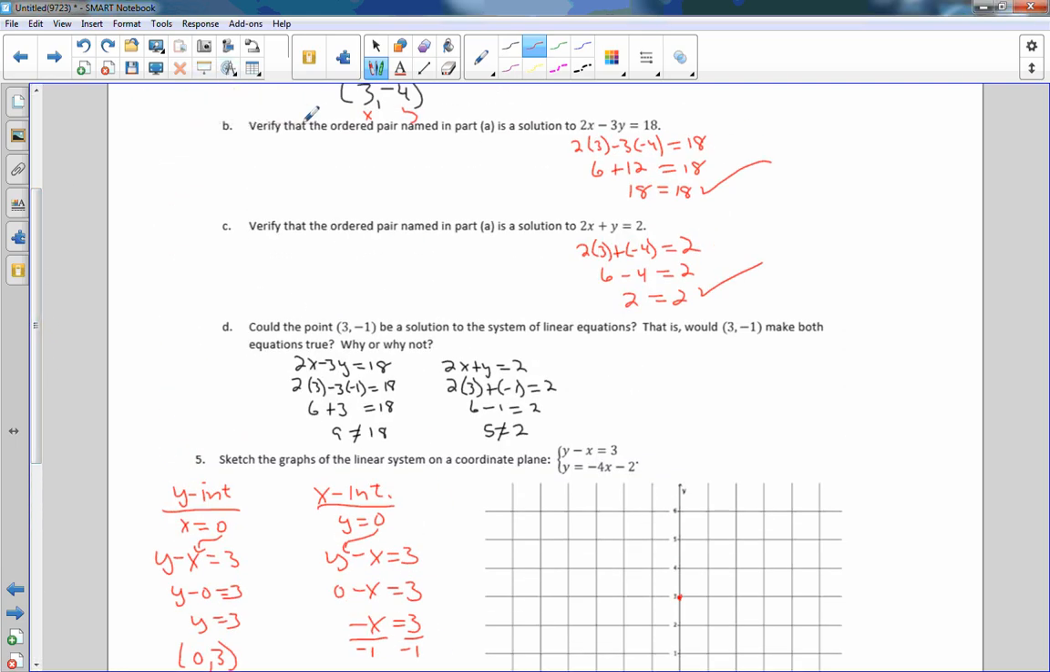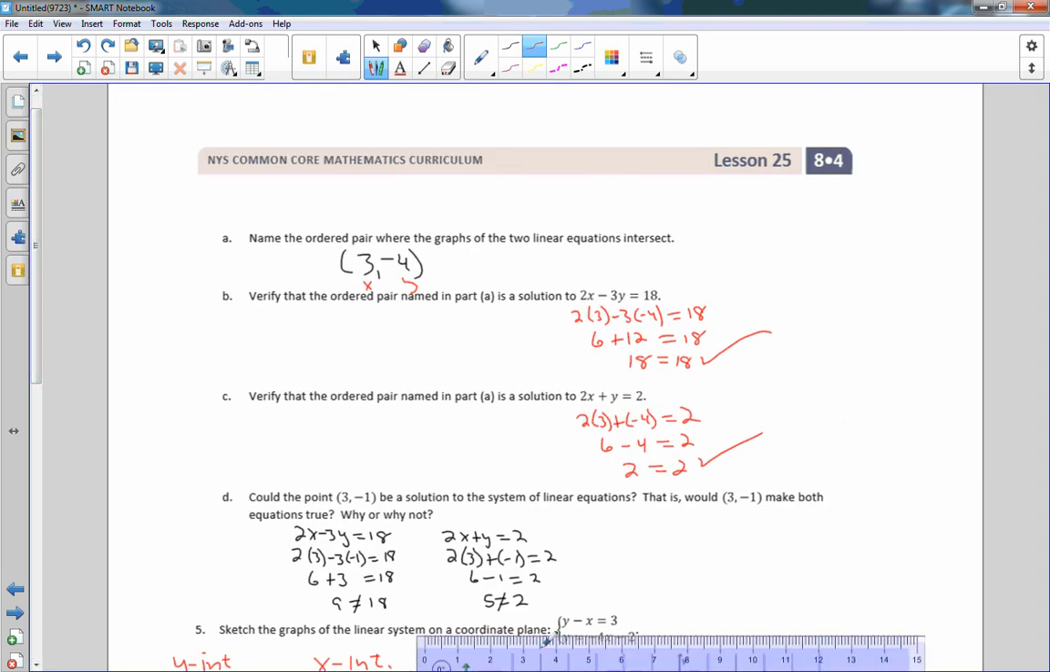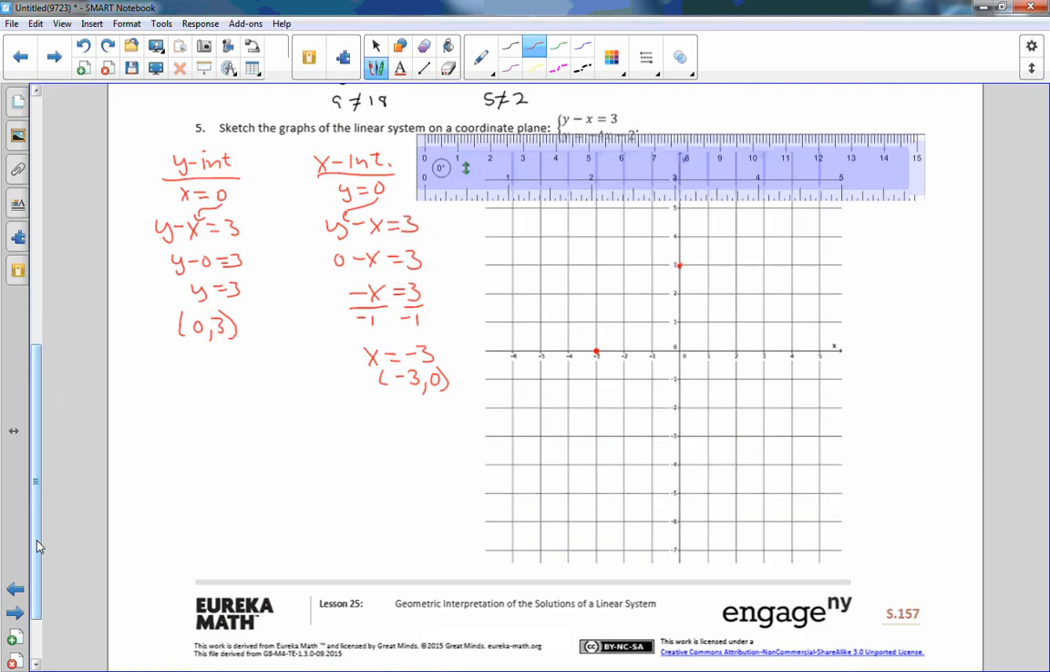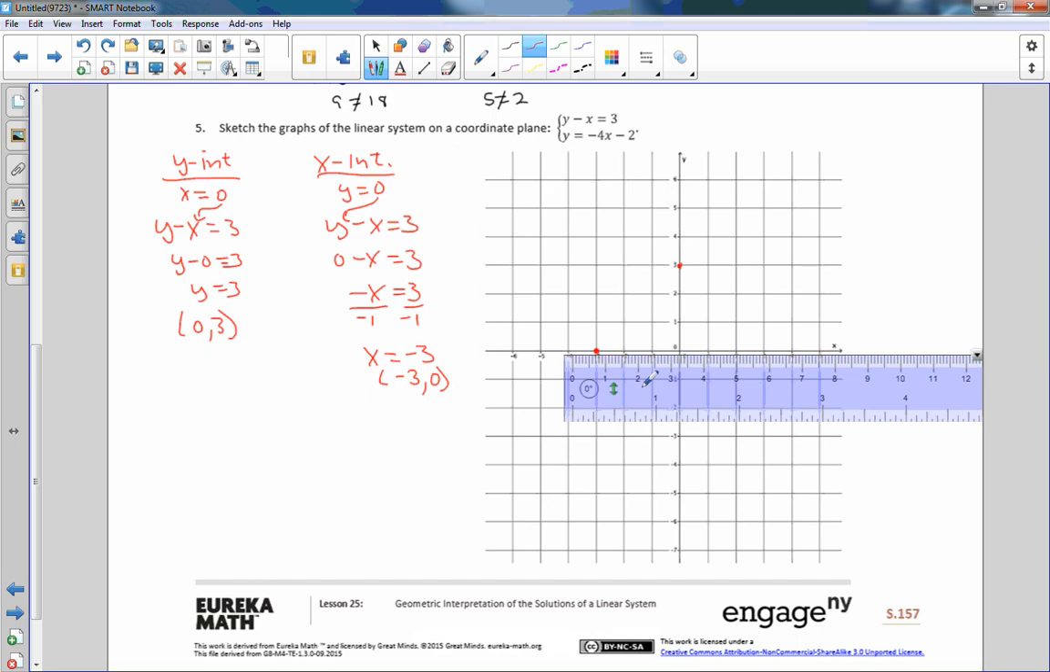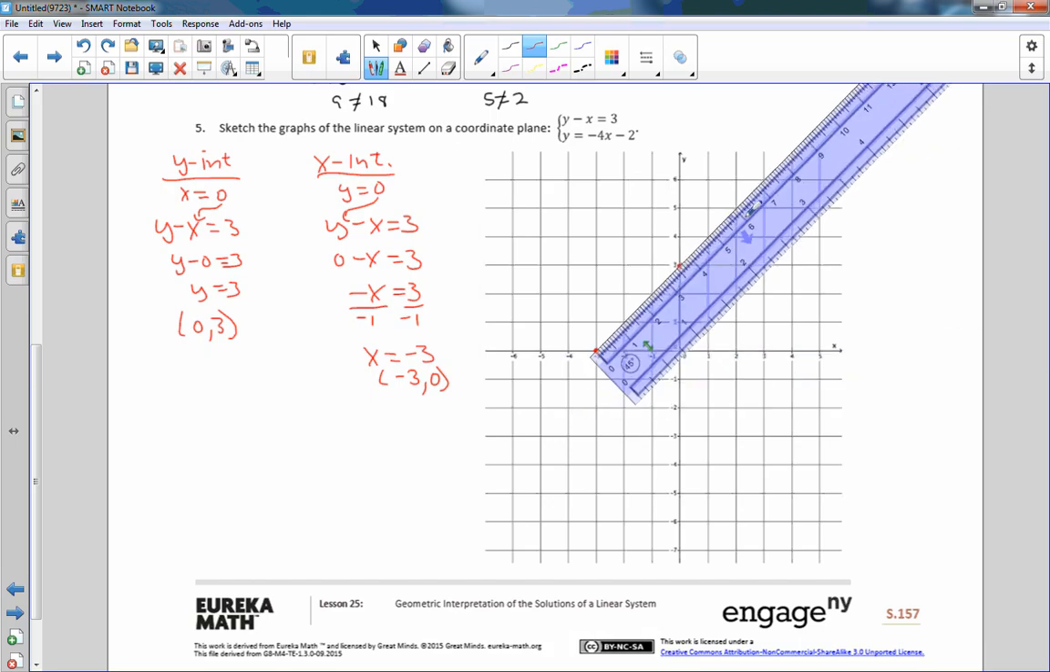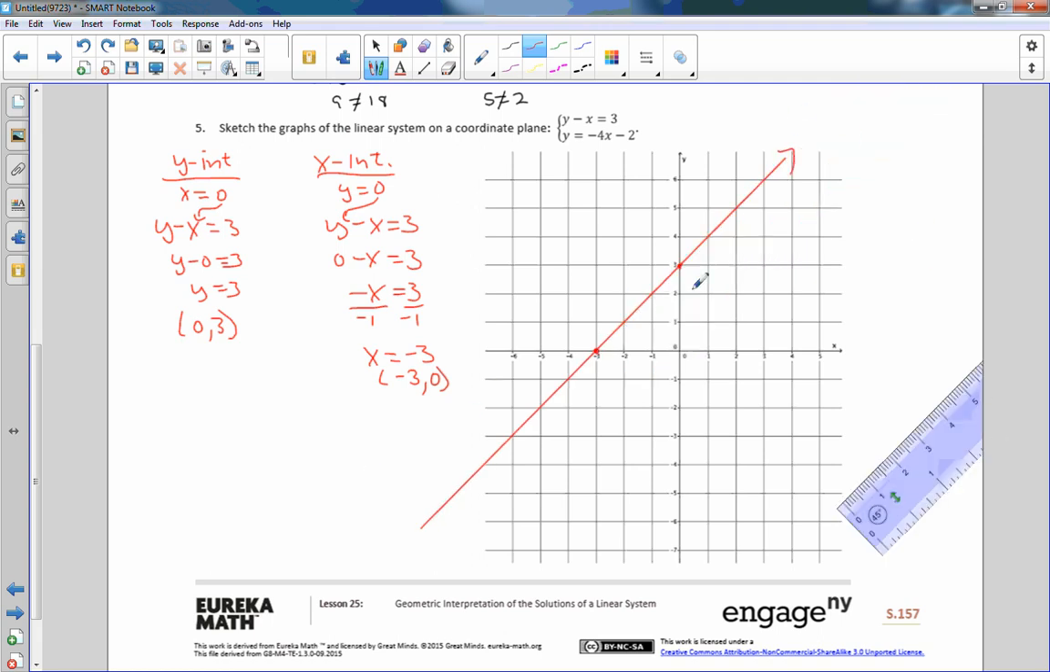And go get my ruler. Okay. Bring this down. And there is my line. And that is the line. Actually, let's not go out so far. I need that to work. y minus x equals 3.